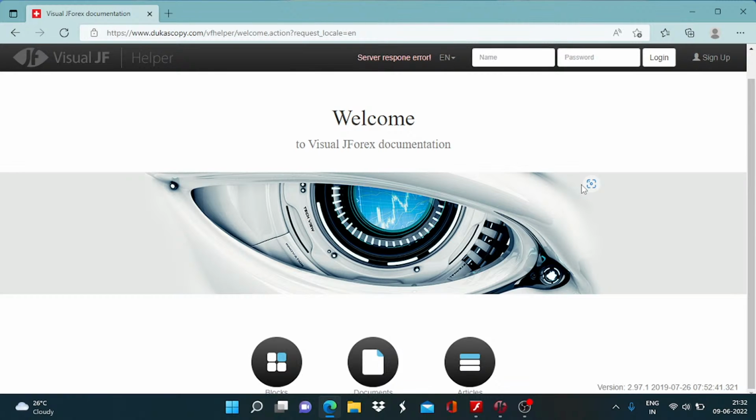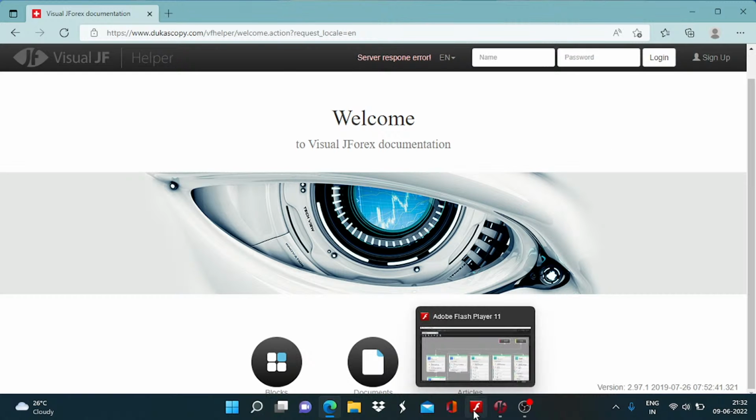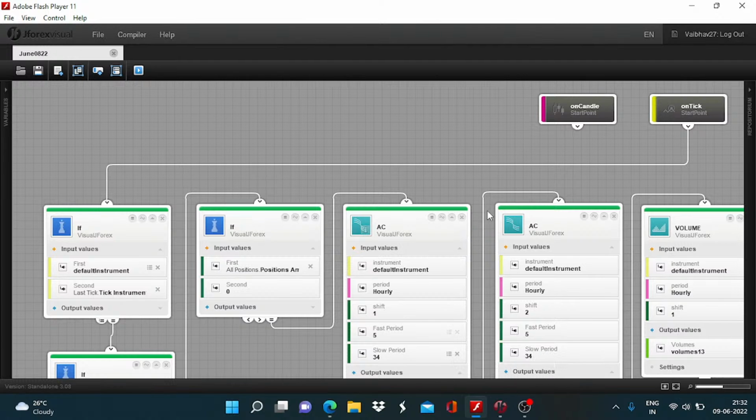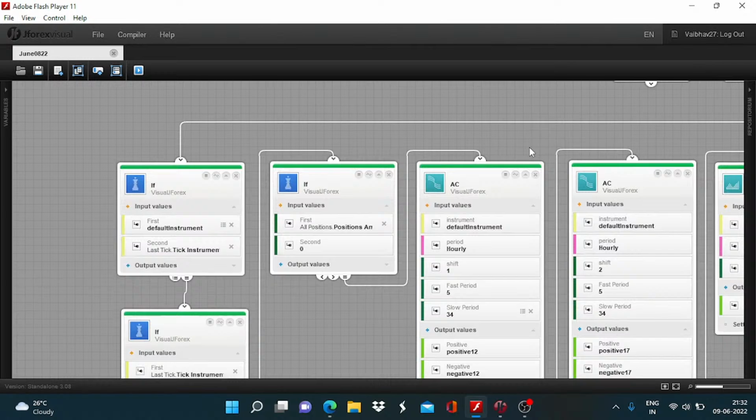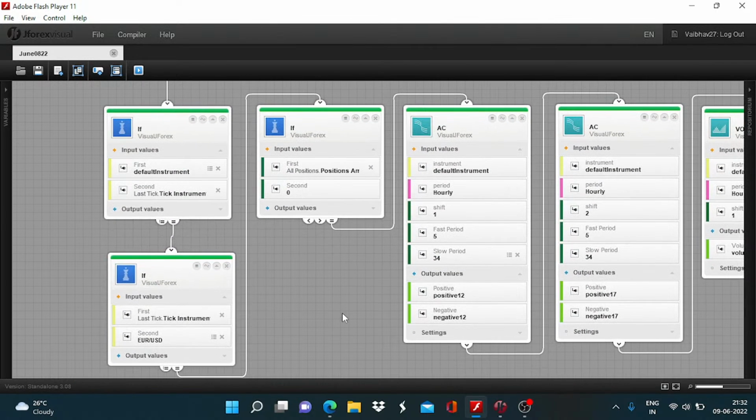Myself Vaibhav. I welcome all of you to today's session of Visual JForex, in which we will continue to work with the indicators, acceleration deceleration oscillator, and the volume. This is a multi-indicator formation where we will try to look for the optimum trade entry and exit points using the combination of these two indicators. So let us now head to the Visual JForex board, which has been developed by the Dukascopy Bank SA to make the algorithm development job quite easier.